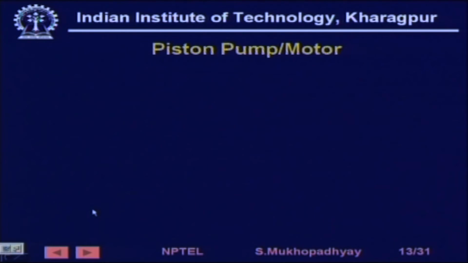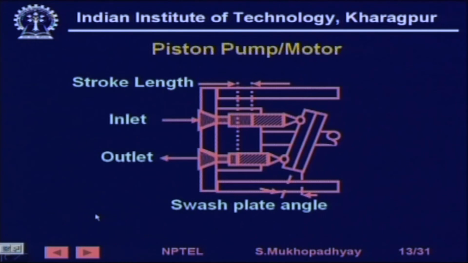There are various kinds of pumps which are used. We are going to look at three typical types of pumps. We will first look at the piston pump or the motor. In both cases, the construction is quite similar. The only thing is that in the pump, the motion is created by the prime mover and the fluid is delivered, while in the motor, the fluid comes into the motor and the motion is delivered. So, this is the only difference. That is why we are showing them in a uniform manner.